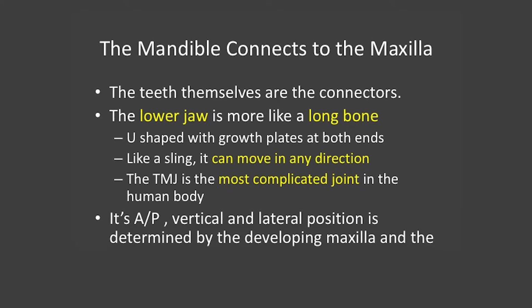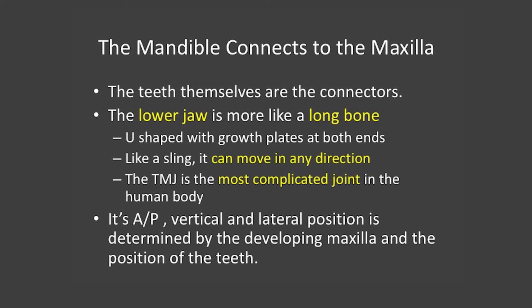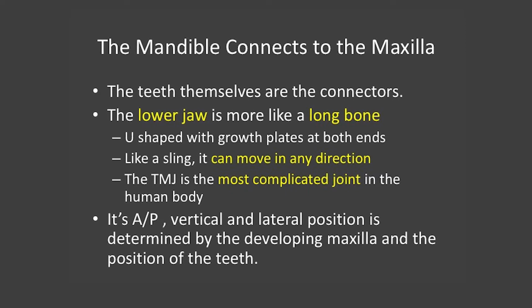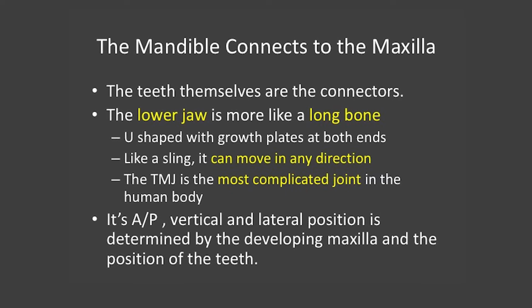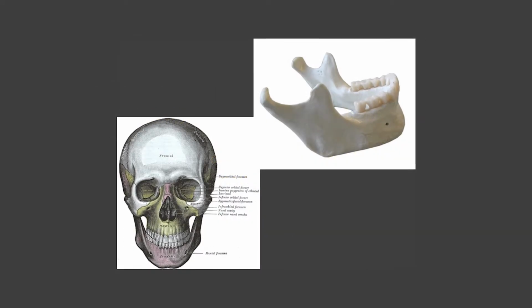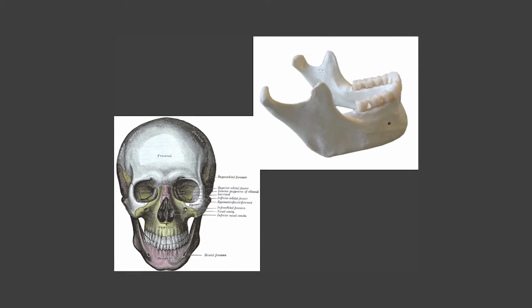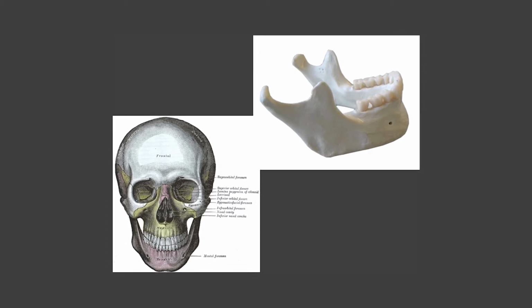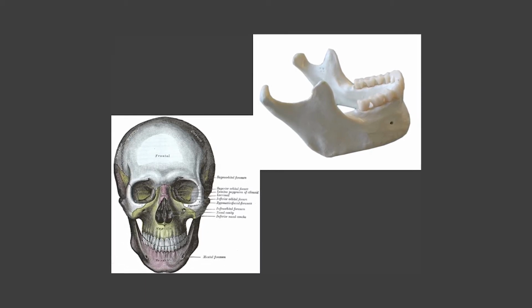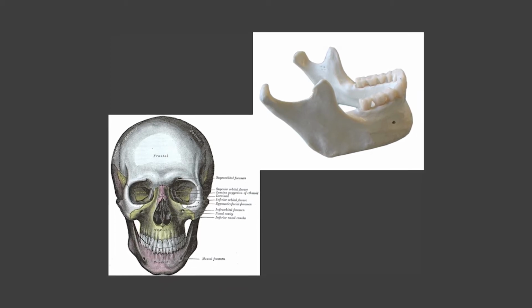So the lower jaw's got anterior, posterior, vertical, lateral position. It's all determined by the developing maxilla, because the lower jaw has to fit the upper jaw, and the position of the teeth. So where the teeth are affects the upper and the lower jaw. It all goes together. There's the lower, and there's our same picture showing those crazy teeth and how they have to fit together.